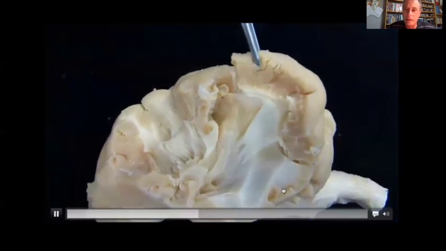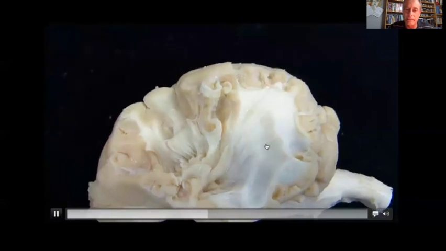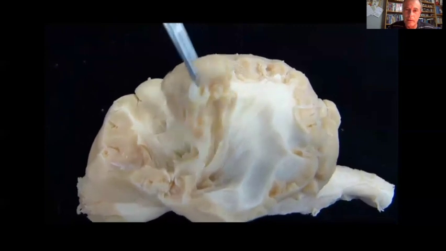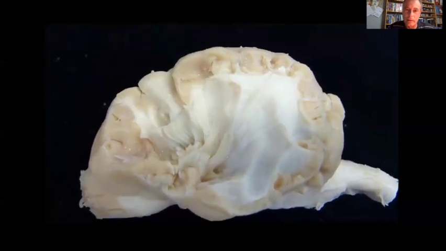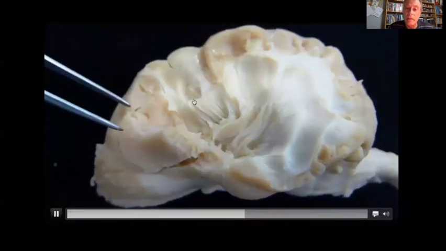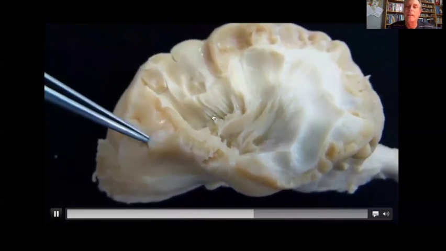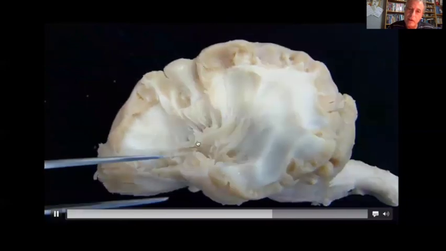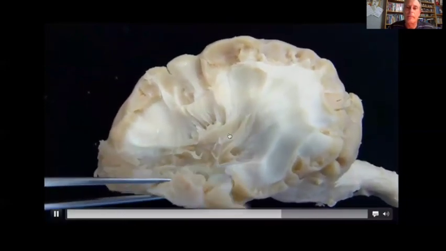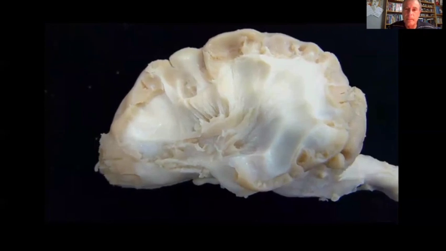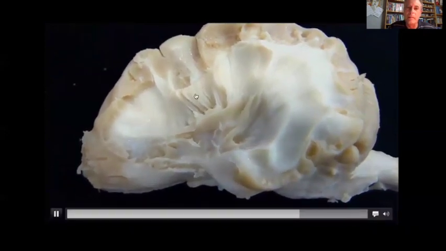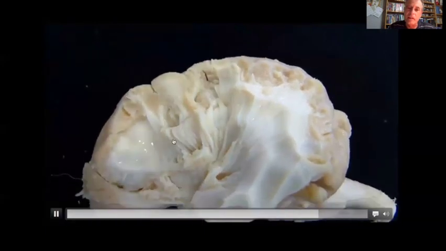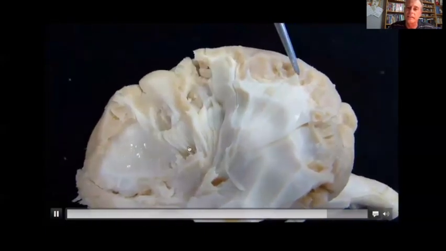We keep removing cortex with internal capsule, and we reach the centrum semiovale here. You see all these fibers of the superior longitudinal fasciculus. Remember that the centrum semiovale is where the internal capsule meets the corpus callosum. It's this area here.